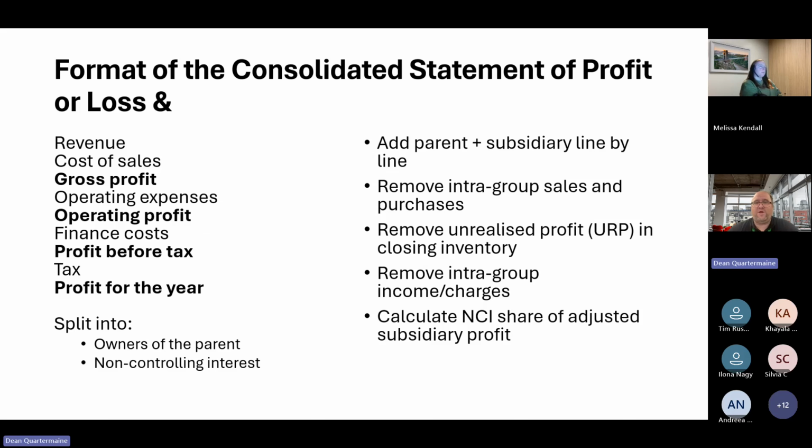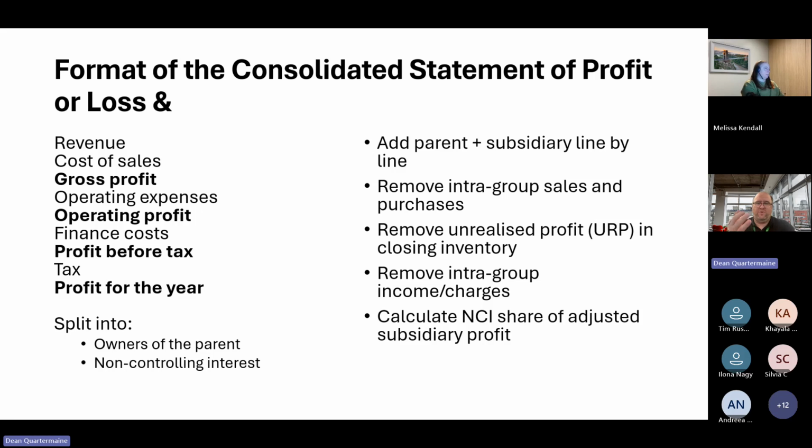So, first thing we want to look at is what the format of a consolidated statement of profit or loss looks like. I don't know why we've got an and sign there. Obviously, I was away with the fairies when I put that together. So, the stuff on the left is the rough format of a consolidated statement of profit or loss.